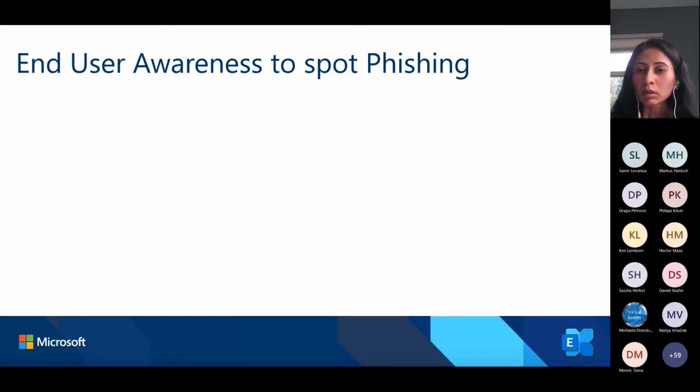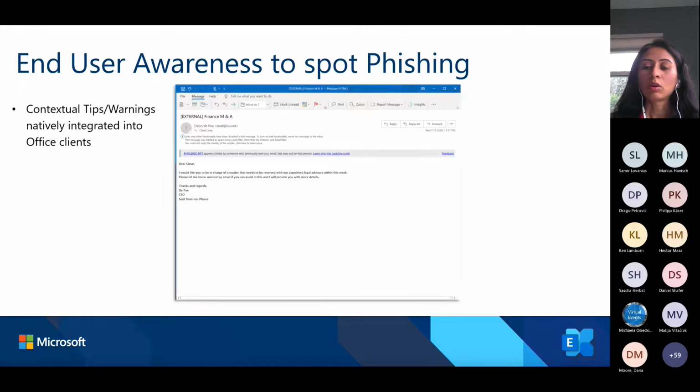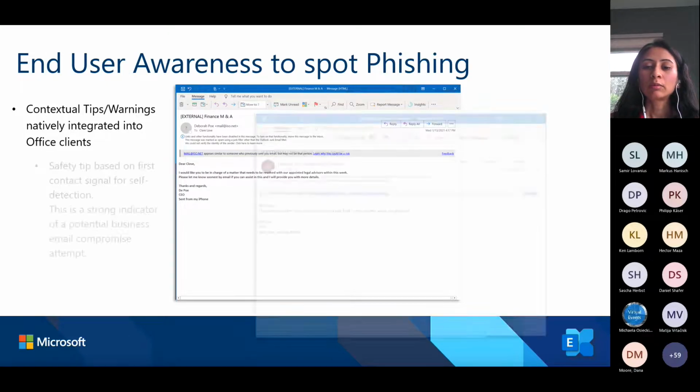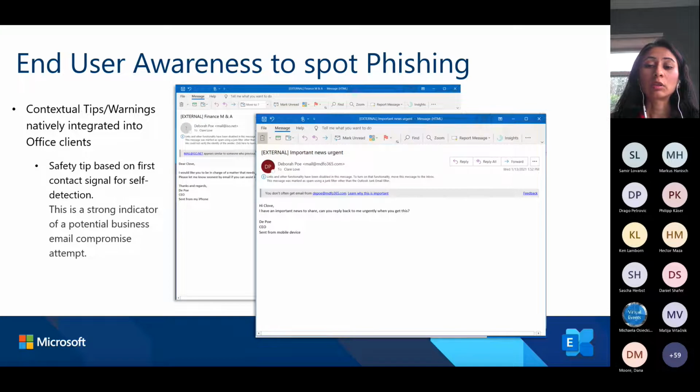And then furthermore, for end user awareness, we have a variety of contextual tips and warnings that are natively integrated into Office clients. Towards the end of 2020, we launched a new safety tip based on first time contact signal between senders and recipients. This helps users self detect suspicious emails.